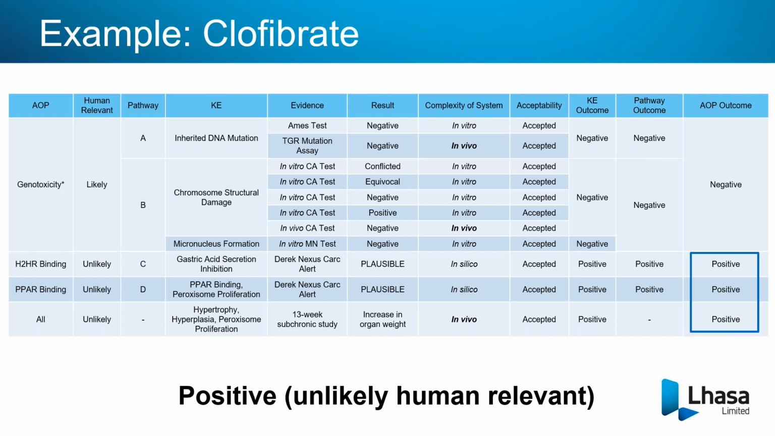While there are positive outcomes for H2HR binding and PPAR binding, both these pathways are classed as not likely to be human relevant, and this is based on the information from the models we discussed earlier, which were actually Derek Nexus alerts. Additionally, if you look into the evidence from a subchronic study, it suggests that the organ weight increase observed was likely because of hypertrophy, and this alone is unlikely to be indicative of progression to tumours. These gross findings are consistent with rodent-specific mechanisms suggested from the in silico profiling. So we're quite happy with the assessment.